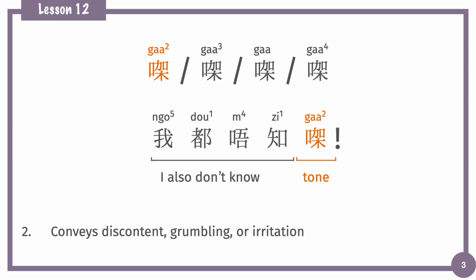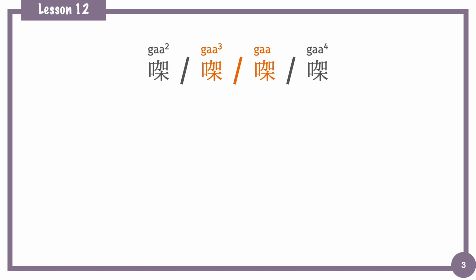And sometimes with this particle as the sentence final particle, it shows the speaker is in a bad temper or feeling annoyed, such as 我都唔知㗎. 我都唔知 means I don't know. 我都唔知㗎 means I don't know either. So the speaker is a little bit angry when he says this sentence. And then we have the other tone of 㗎.